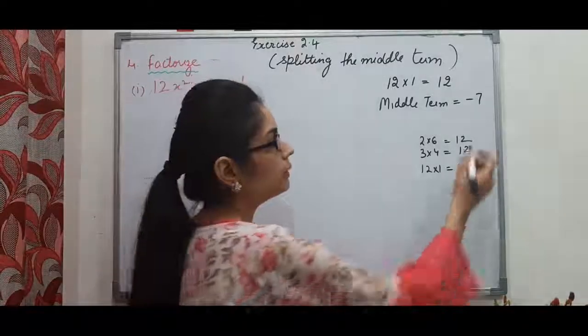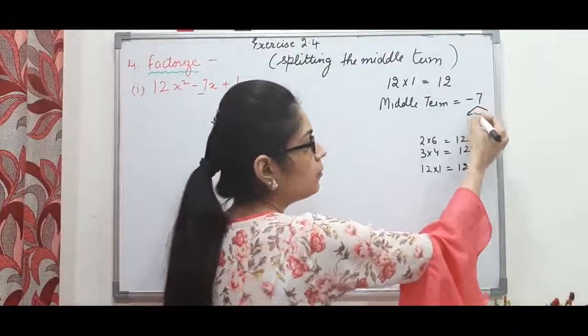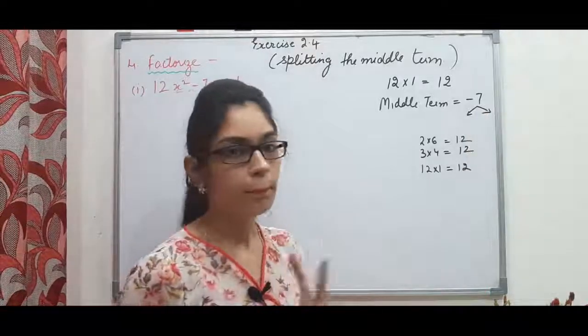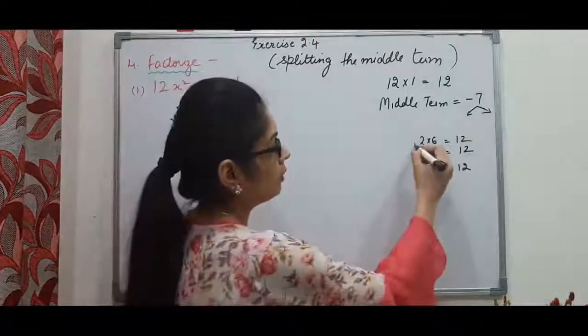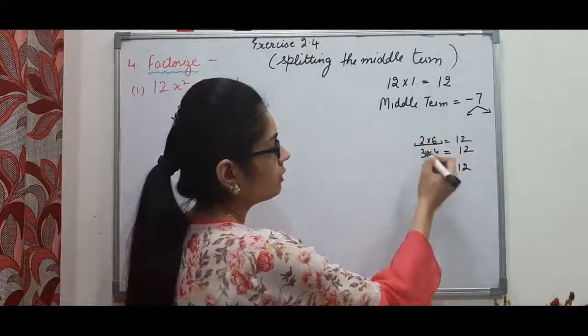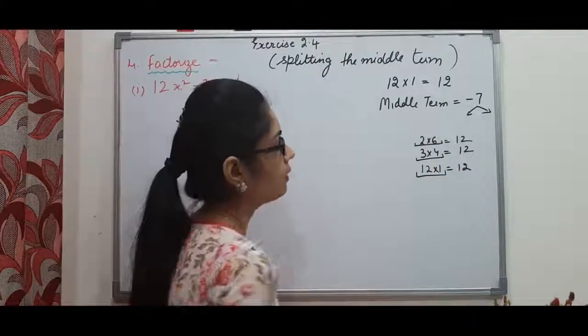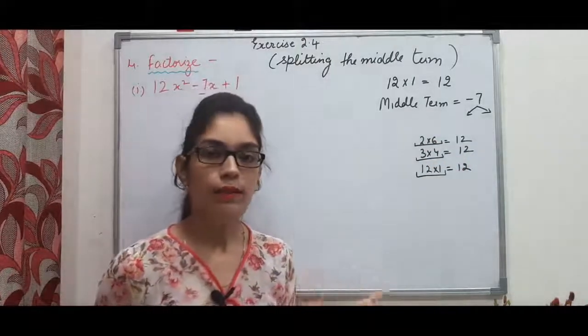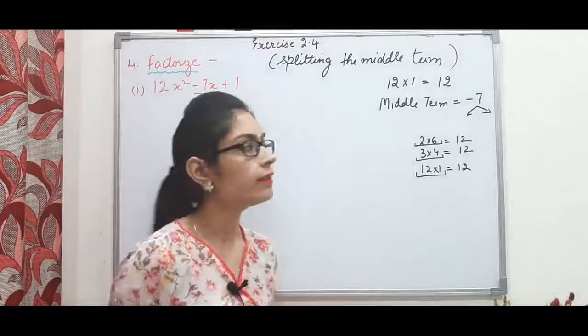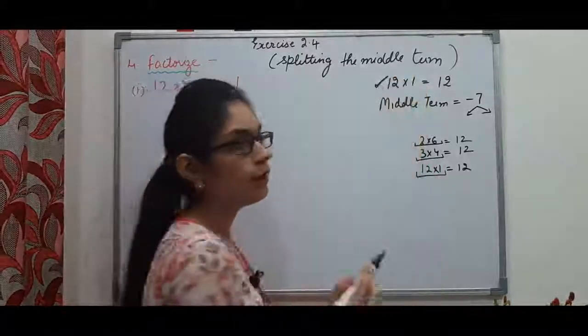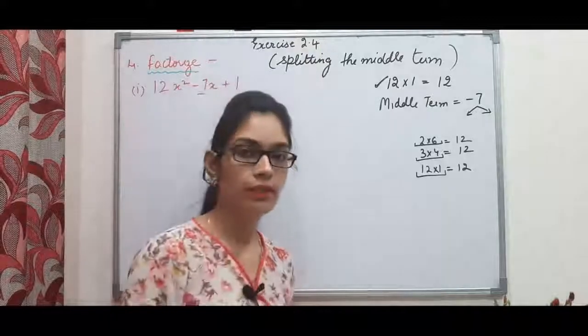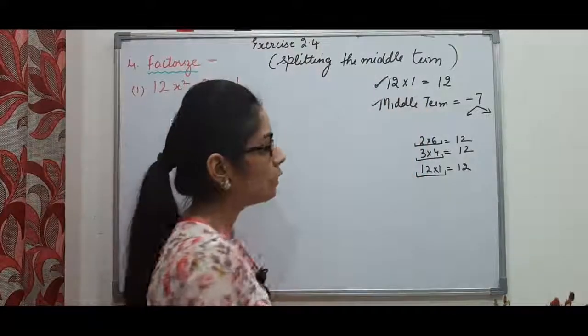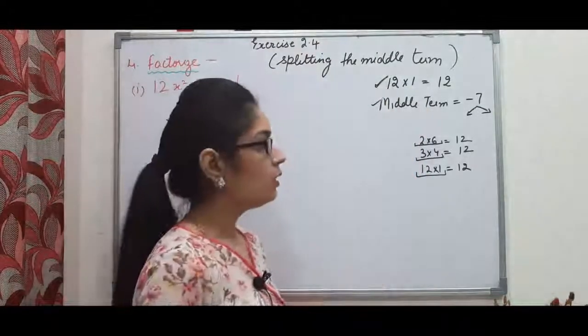Splitting the middle term means this term I have to split. Split means break down into two numbers. So now I have these numbers 2 into 6, 3 and 4 and 12 and 1. So I have to choose only those two numbers whose product is equal to this and whose addition or subtraction is equals to middle term. So let's try with all the pairs.